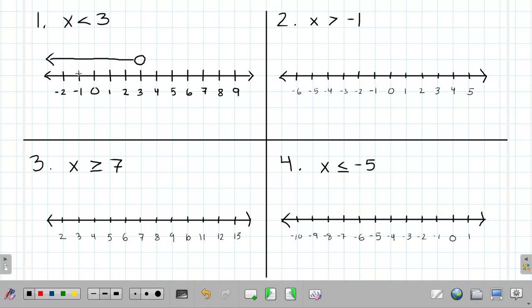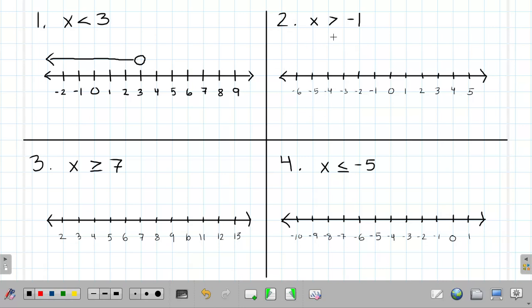So 0, -1, -2, -3, -87. Okay, once again, whatever number you can think of that is to the left on the number line of 3 is a solution. So once again, that's what this means. When we graph it, we say all numbers to the left of 3, not including 3. That's what the open circle means.